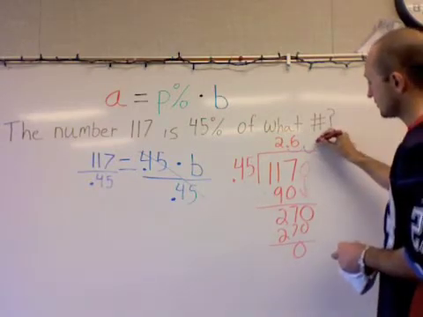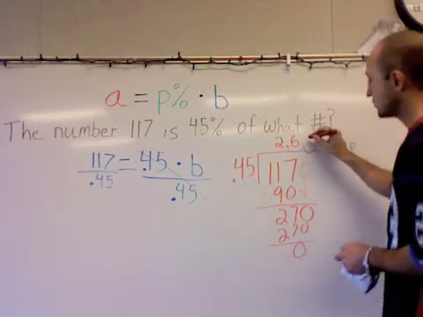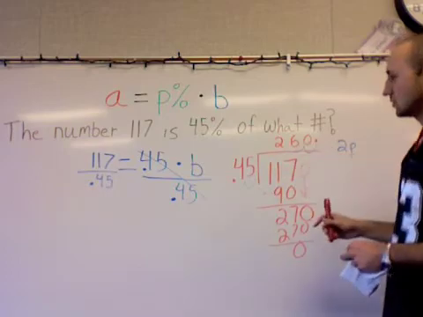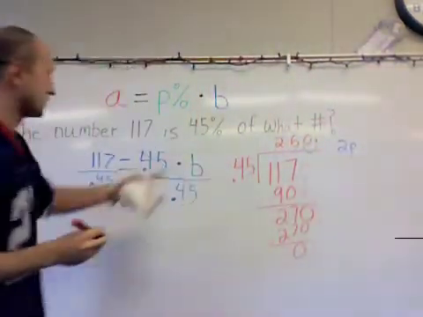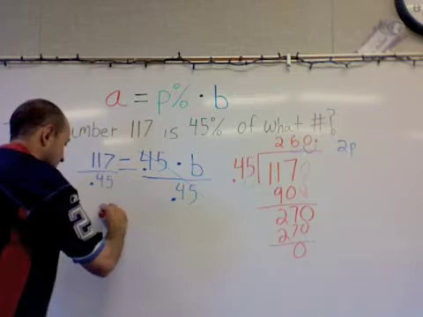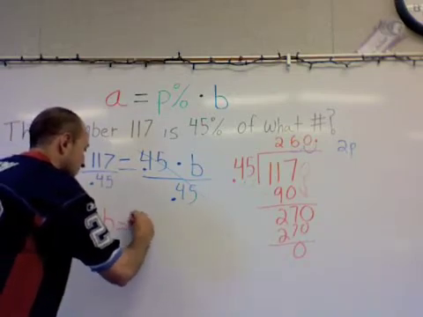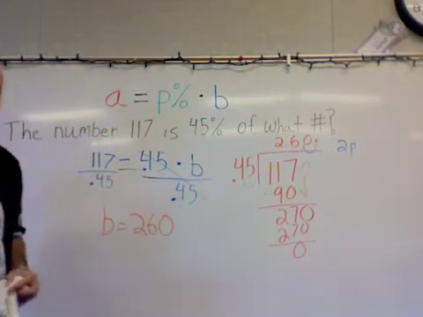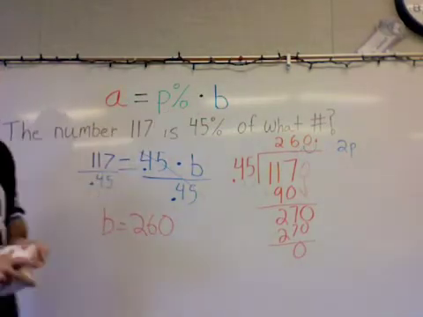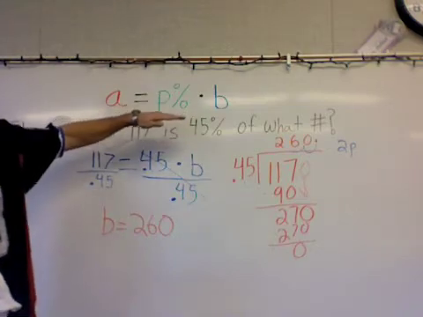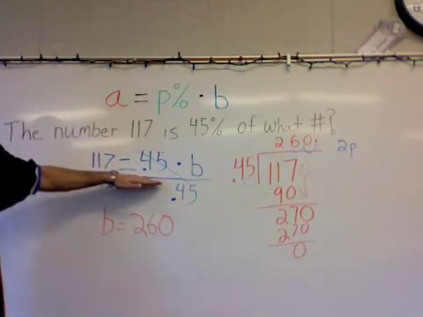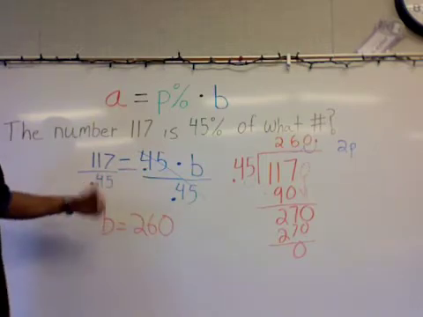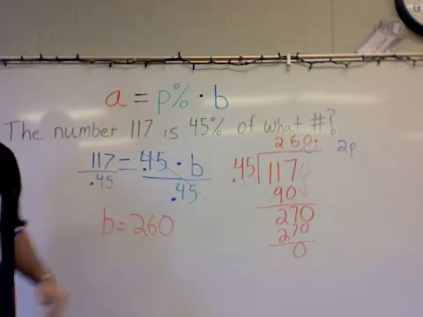What this means is I have to come back in and add a 0 as a placeholder. That goes away. 260, which means our base, b, is equal to 260. So in order to find the base, remember, I plug in the numbers that I have, did algebra, in this case it was division, divided both sides by the percentage, and it ended up giving me my base.